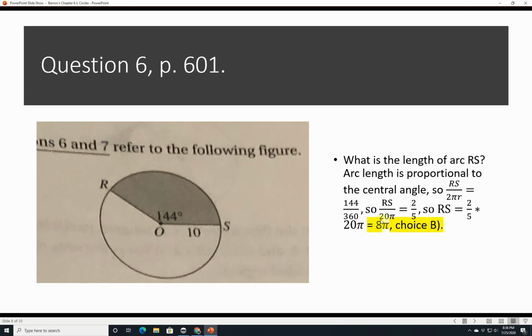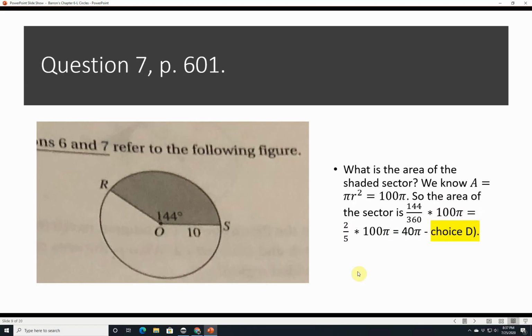So RS over 20 pi, because we know that 2 pi r is going to be 2 pi times 10, which is 20 pi. So RS over 20 pi is going to be equal to 2/5. That's what 144 over 360 reduces to. So RS is going to be 2/5 times 20 pi, which is 8 pi, which is choice B.